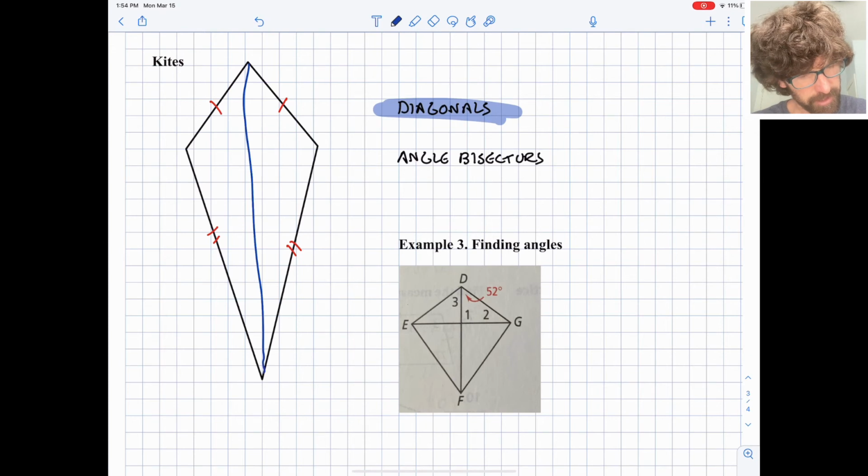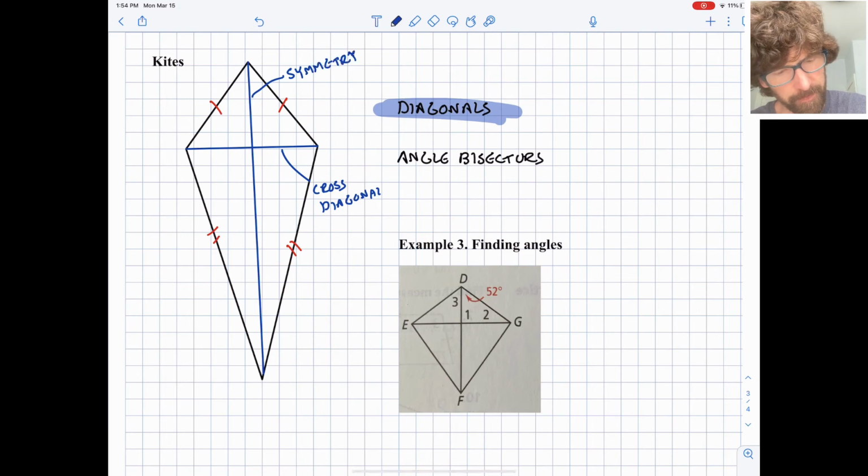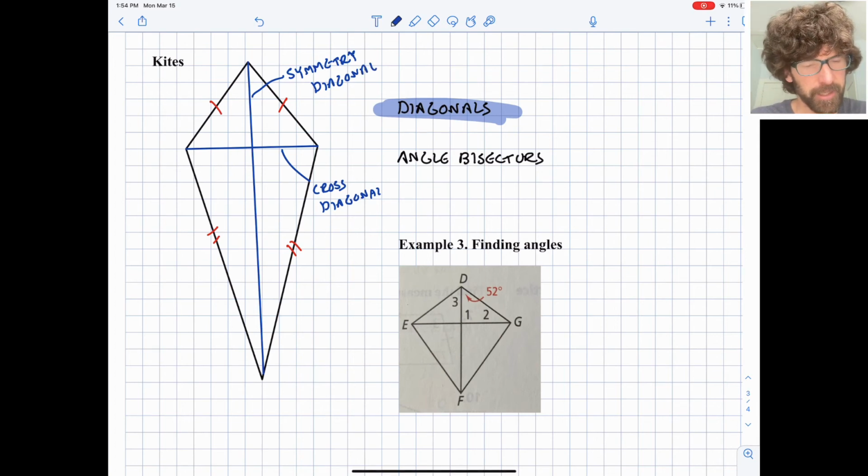See what you notice around diagonals. Okay, so first let's name some things. I call this the cross diagonal, and I call this the symmetry diagonal. Okay, so the symmetry diagonal connects the two vertices that are formed by the intersections of the congruent sides. And the cross diagonal connects the vertices that are formed by the intersections of the non-congruent sides.